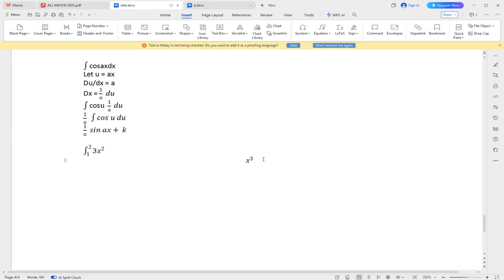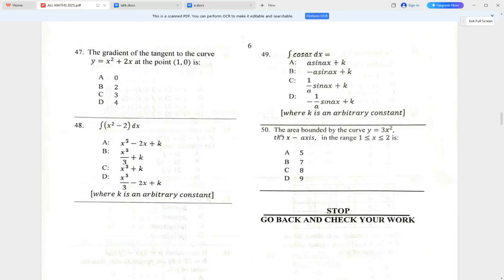And x cubed, we're going to evaluate in the range of 1 and 2, so that's going to be 2 cubed minus 1 cubed. So 2 cubed is equal to 8, minus 1 cubed is equal to 1, and this is equal to 7. So this is the area bounded by the curve and the x-axis, which is 7, and is B for question 50.